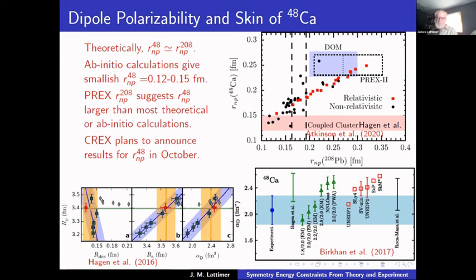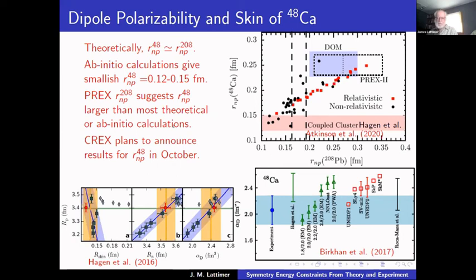The experimental measurements of lead-208 are shown between these dashed lines, and the skin thickness of calcium-48 will then go a long way to helping us unfold this. But we also have the dipole polarizability of calcium-48. The experimental measurement is shown here, and these are various ab initio and theoretical calculations of it as well. So the PREX-208 measurement of skin thickness suggests that the calcium-48 thickness should be larger than most theoretical calculations so far. So we expect to see tension between the CREX result and the PREX result, but we'll wait till October to see that.